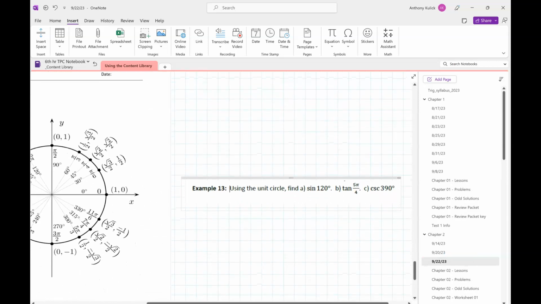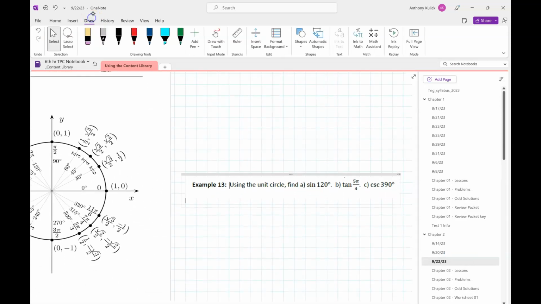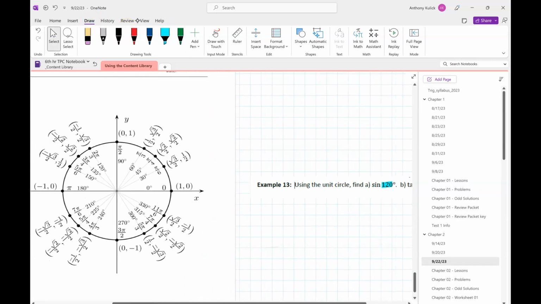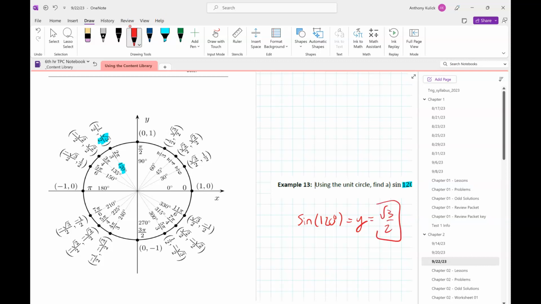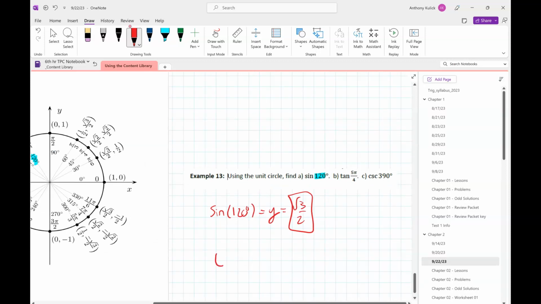Okay. It says find sine of 120. So I go and find 120 degrees on my unit circle. That's right there. And I know sine is y. The y-coordinate is root 3 over 2. And I'm done. Ooh! Let's do the next one.